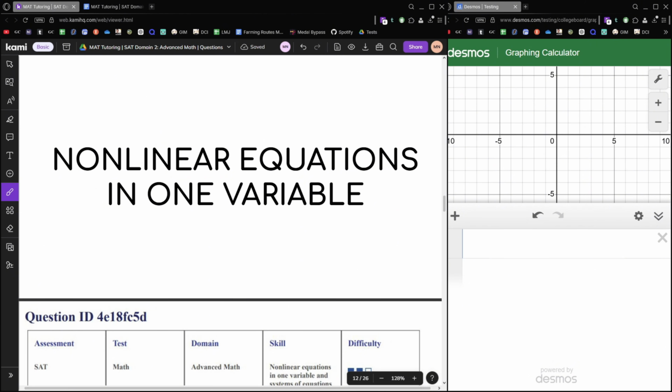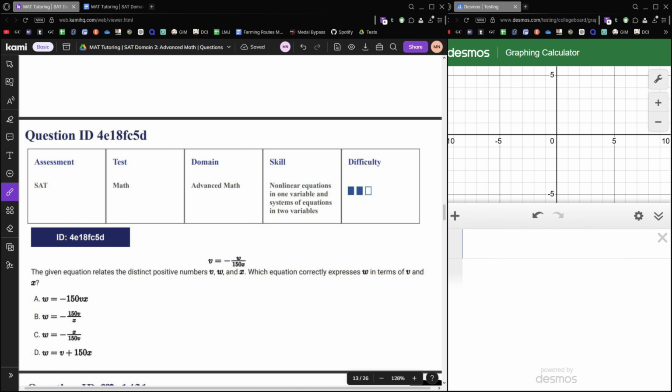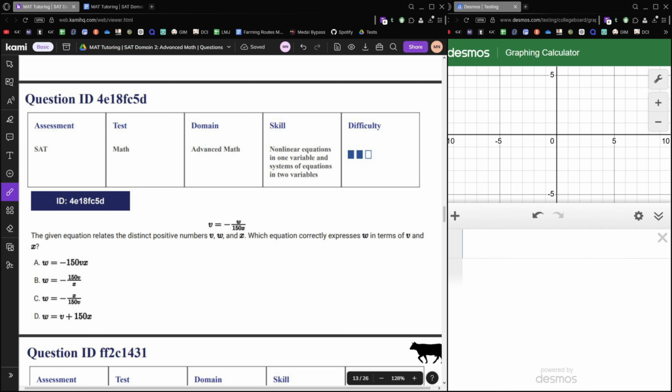Now we're moving on into our next topic. Let's get started with slide number 13. Here they give us this equation and they ask us to express W in terms of V and X. Now whenever they ask you to express a letter in terms of something else, they're basically asking you to get this letter by itself. And you can tell that because if you look at our answer choices, all of them start with W equals.